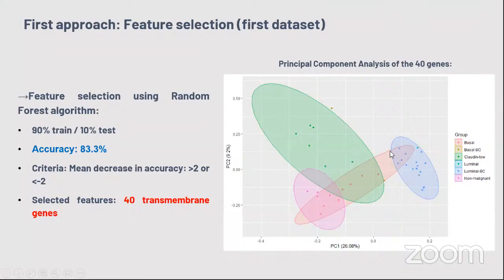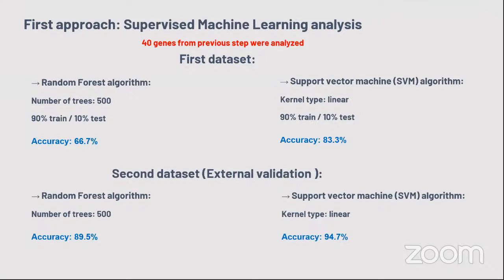As you can see, the groups are pretty well separated. So this analysis suggests that the posterior analysis could provide interesting results. So I decided to work with the supervised machine learning analysis using the 40 genes. The performance with the first data set wasn't as good as expected. However, the number of samples was reduced, so it causes some difficulties with the algorithm. But during the validation using the second data set, with a larger number of samples to test, the accuracy was improved, and as you can see, it's around 90%.